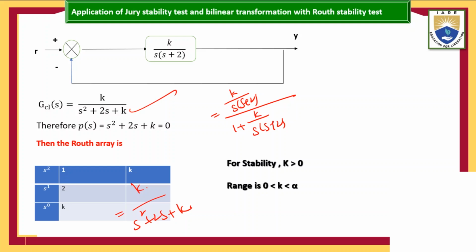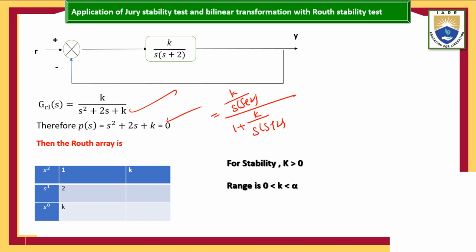Therefore, what happened? The denominator part is equal to the characteristic equation. So I am taking the denominator part as the characteristic equation. After that, I am going to make the Routh table for this one.